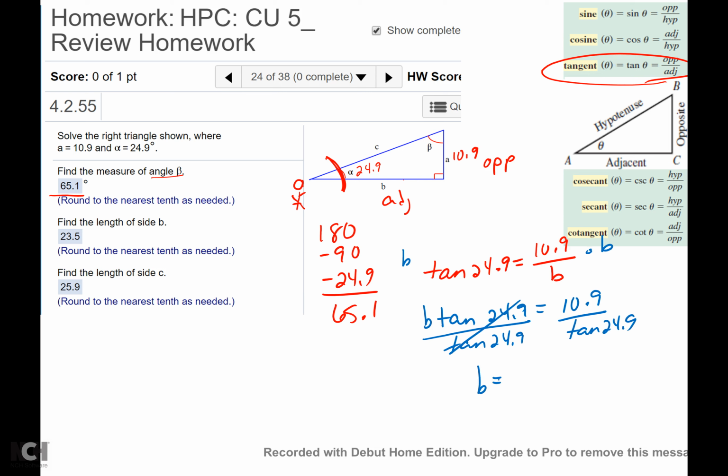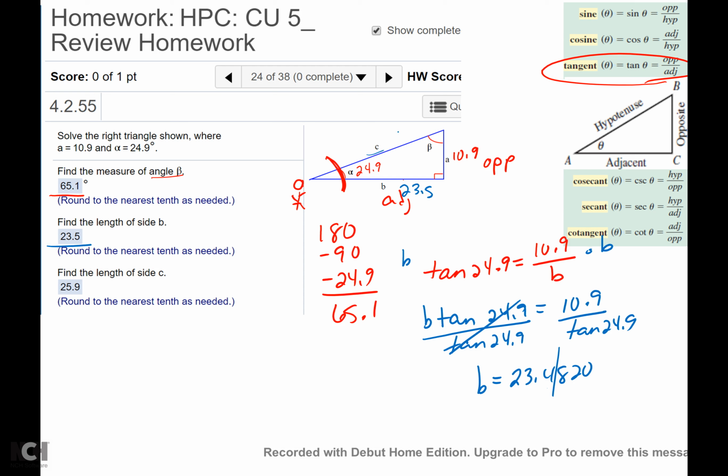And B equals, make sure your mode is back in degrees. Mine is. So I'm going to type 10.9 divided by tan of 24.9, and I get 23.4820, and they said to the nearest tenth, that makes it 23.5.